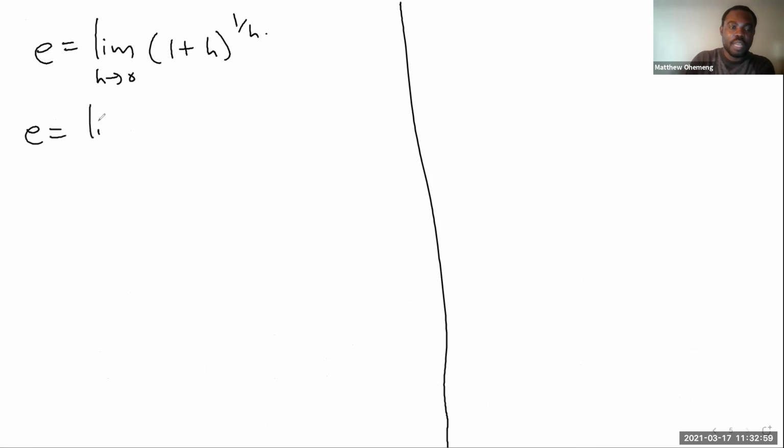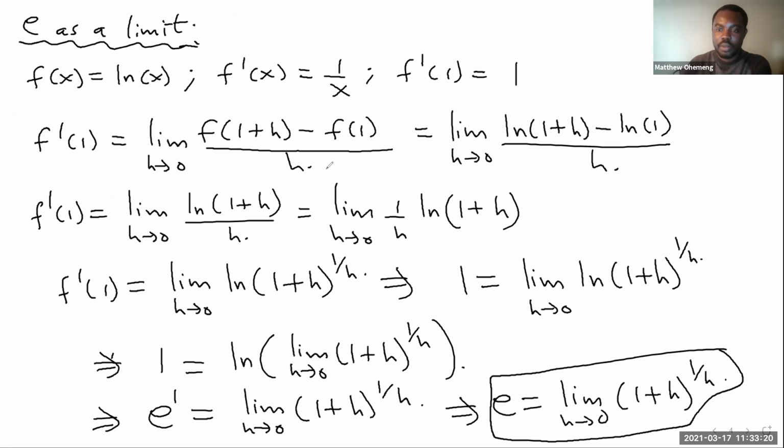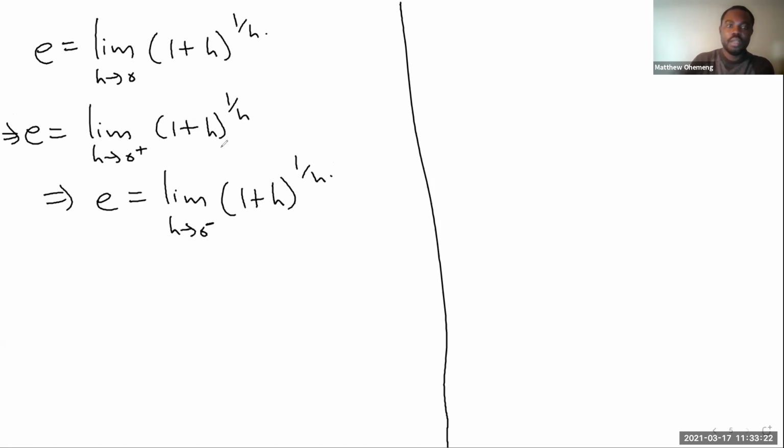E is equal to the limit as h approaches 0 from the right. And it's the same as what? It also implies that what? So this implies this, and it implies e equal to what? Limit as h approaches 0 also from the left of 1 plus h to the 1 over h. Right? Okay, so even though you can use the second one to also obtain another different limit, I'm interested in this first limit.